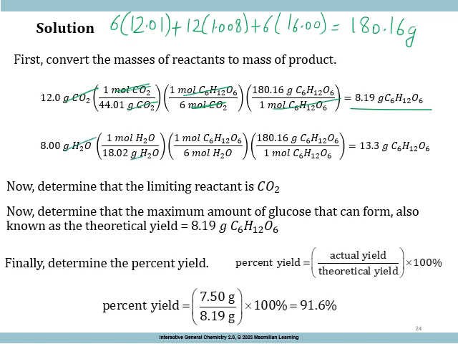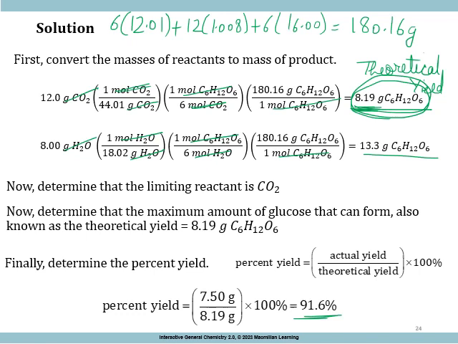Grams, grams gone, mole, mole gone, mole, mole gone. You're left with grams of glucose. This on solving gives you 13.3 grams. So if I have these many grams, whoever gives me least is my limiting reactant. Who gives me least is CO2, and what is it? 8.19, which means this is my theoretical yield. Now I plug this into the formula. Actual was given to me in the question, 7.5 divided by 8.19, the theoretical, which I found by calculation. Your final answer is 91.6%.